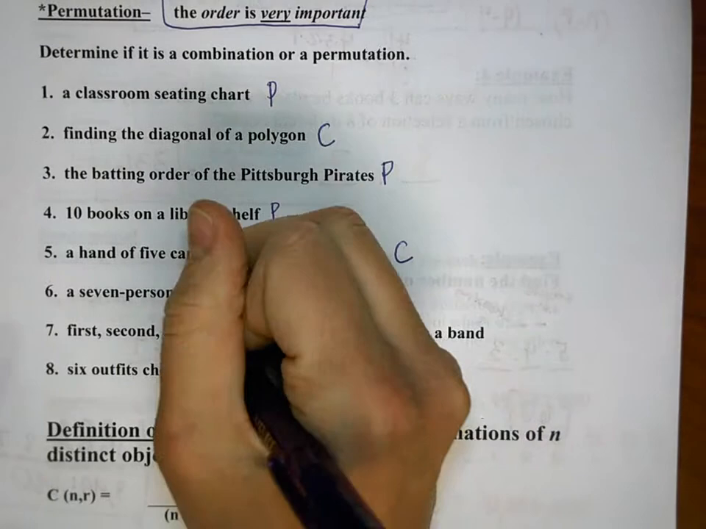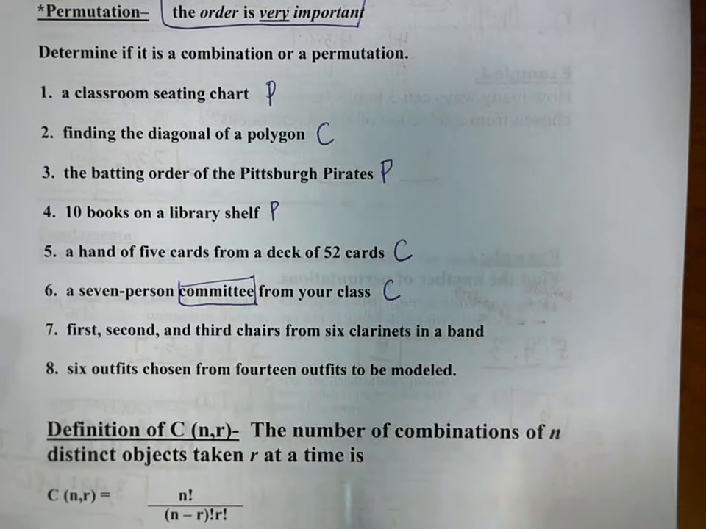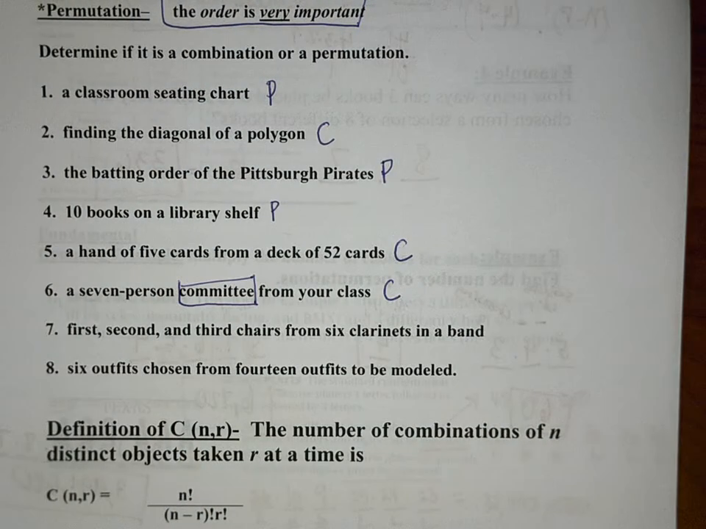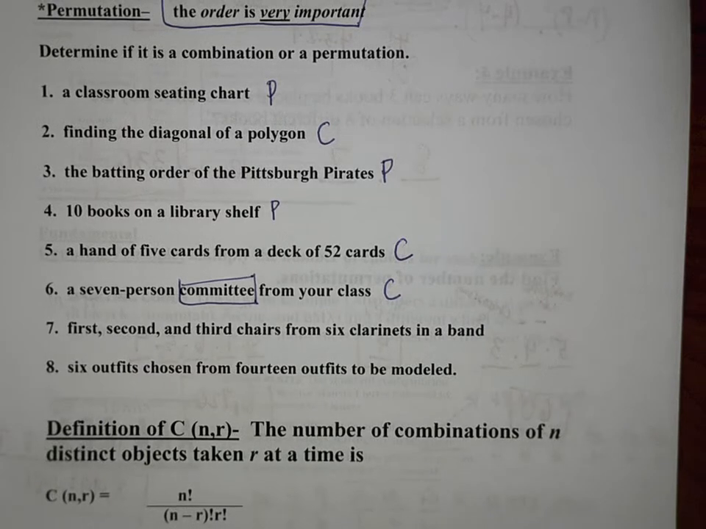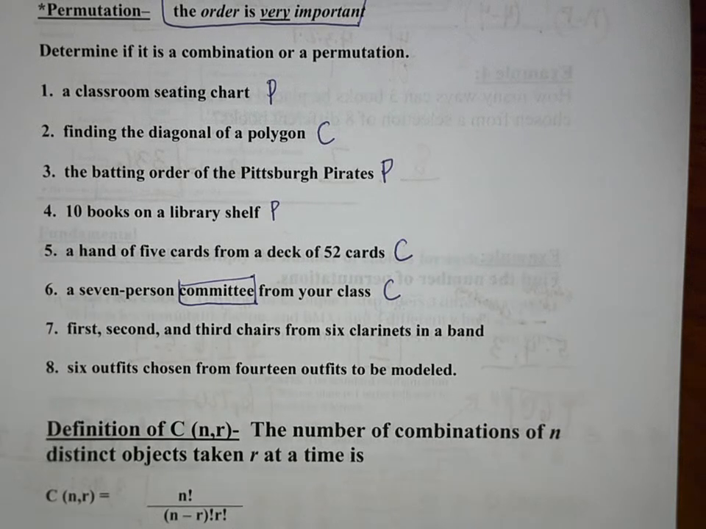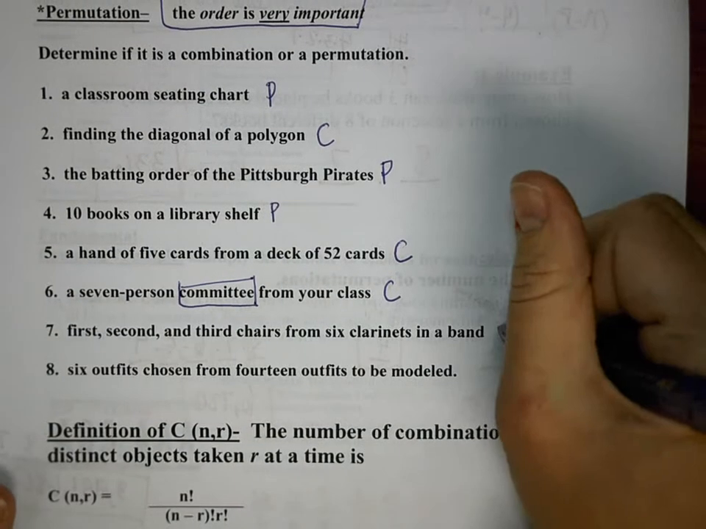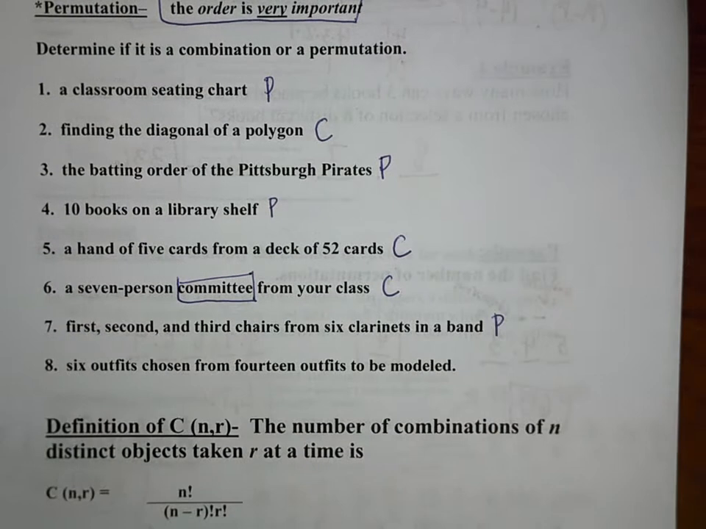Good. Anytime you see committee, and you're going to see this a lot, committee is combination. Okay? Because when someone's on a committee, they're just on it. Order does not matter. Okay. Number 7, first, second, and third chairs from 6 clarinets in a band. Very good. Order is very important. Okay. 6 outfits chosen from 14 outfits to be modeled.